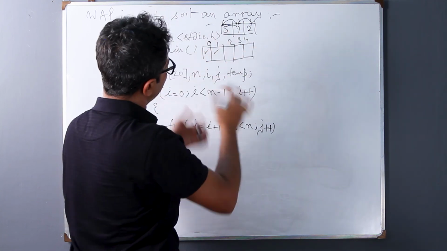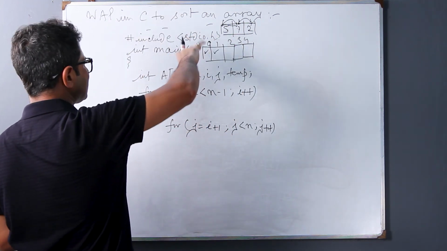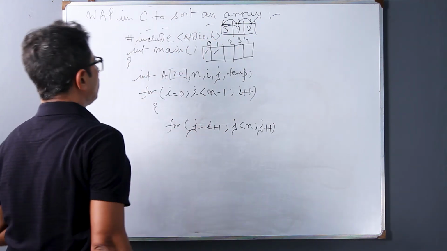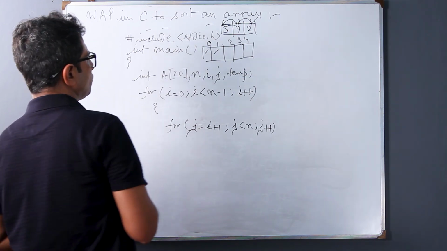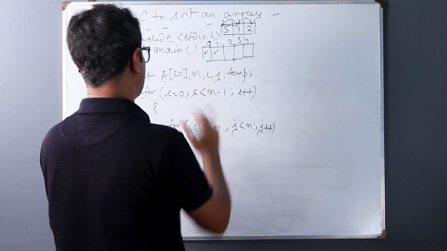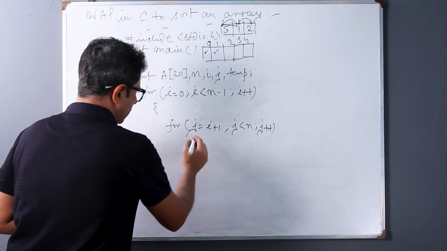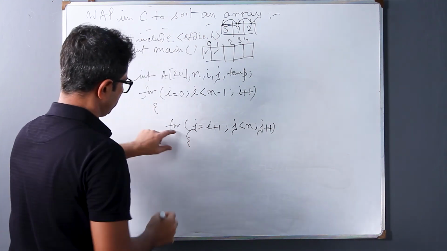So, in this way we are going to compare the elements, and if one element on the right hand side is less than that on the left hand side, then we are going to swap the positions of the elements so as to keep the lower number on the left hand side. So, now let us write the code within this inner for loop.